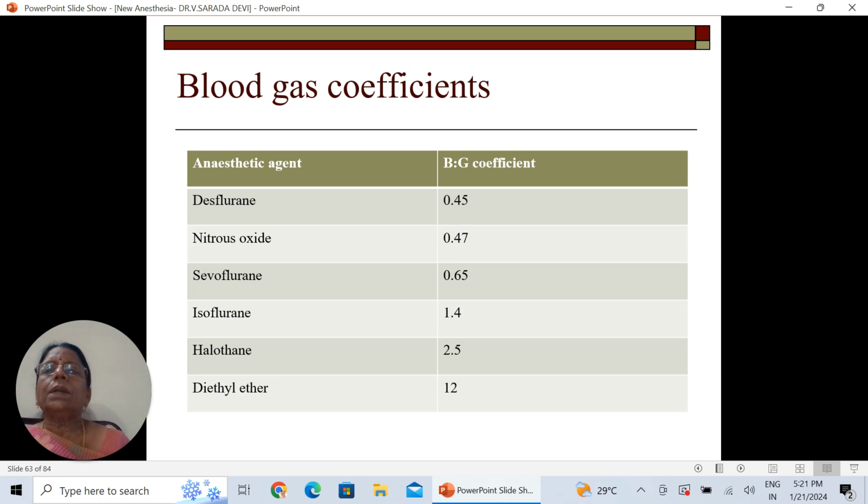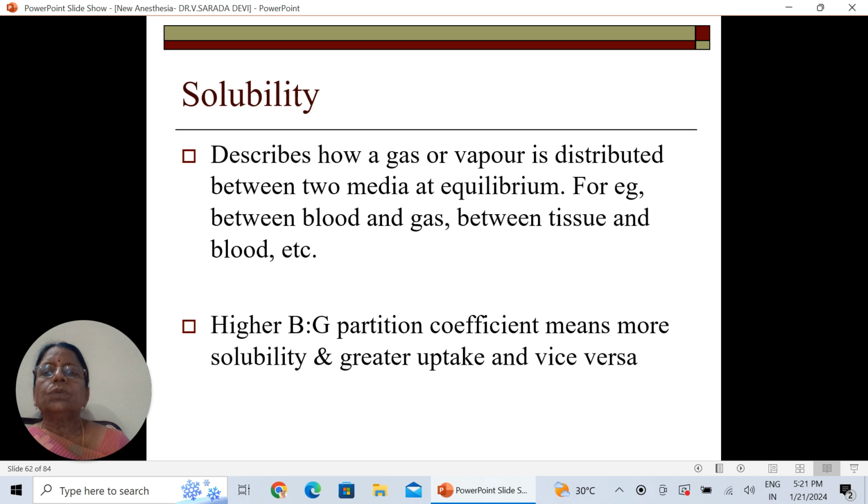So, anesthetic agents' blood gas coefficients. Desflurane has 0.45, nitrous oxide 0.47, sevoflurane 0.65, isoflurane 1.4, halothane 2.5 and diethyl ether is 12. So the blood gas coefficient is highest with ether and lowest with desflurane. Higher blood gas partition means more solubility and greater uptake.